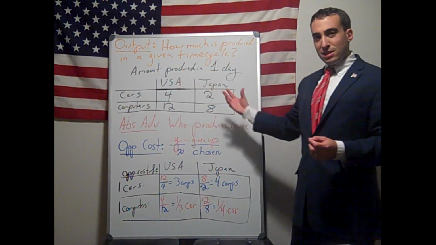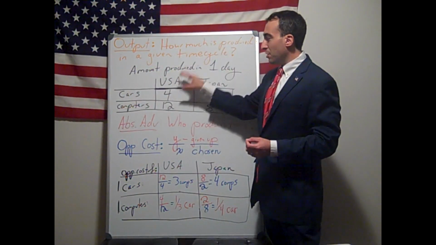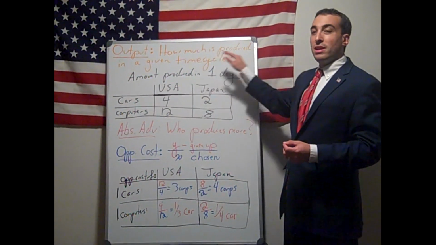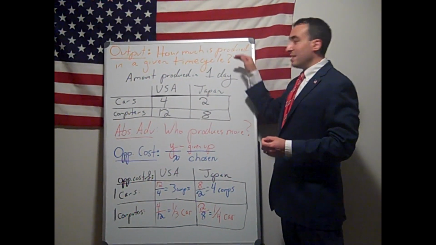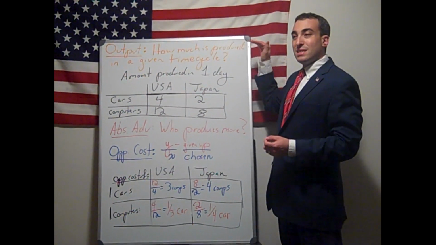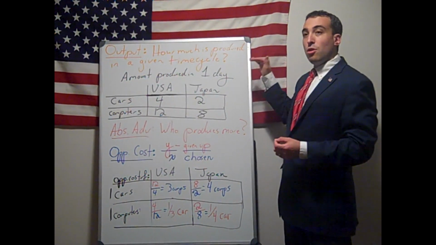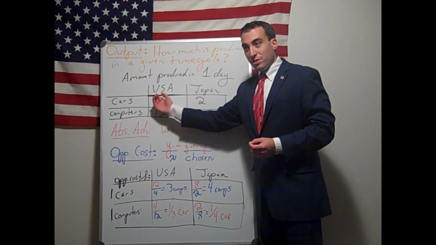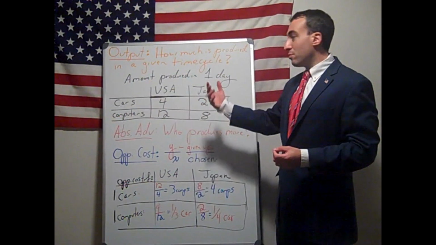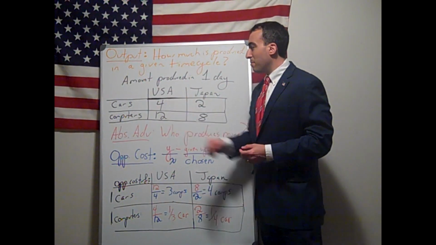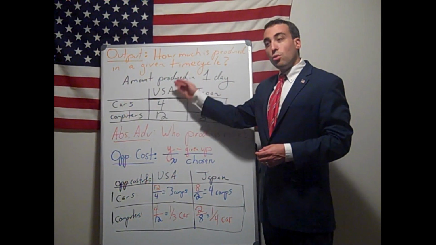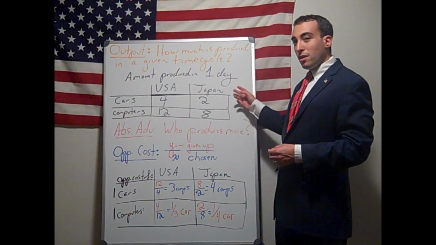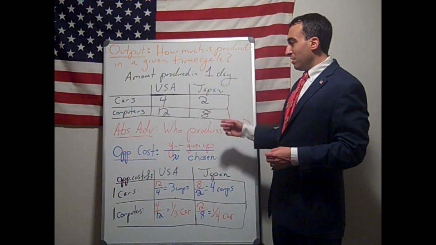So let's take a look at this practice question. We have the USA and we have Japan, and it is the amount produced in one day. So the day is the given time cycle. The day is the constant. The day is not changing. What is the variable, what is changing, is the amount each of them produces, or is being compared as the amount produced. So for America, America can produce 4 cars or 12 computers. Japan can produce 2 cars or 8 computers.